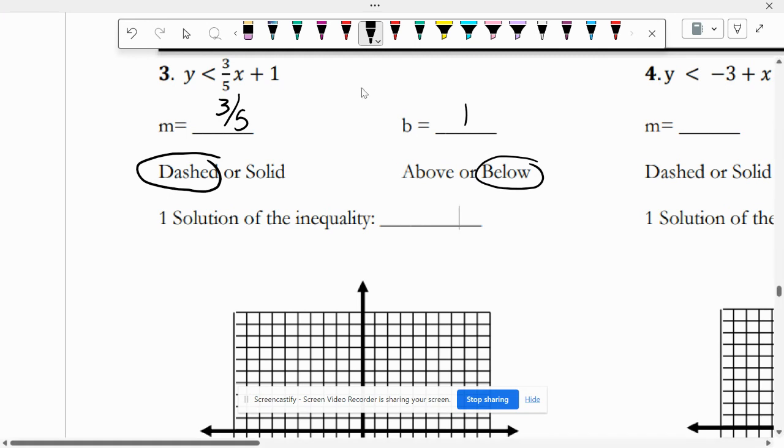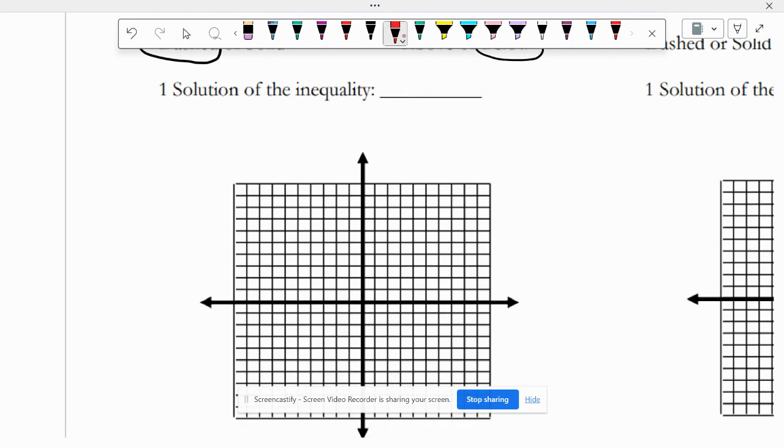So I'm going to begin at positive 1. And my slope was 3 over 5, right? Up 1, 2, 3 over 1, 2, 3, 4, 5. I could also go down 1, 2, 3 over 1, 2, 3, 4, 5. Dashed line, we said. And we're shading below. So here's my dashed line, and we're shading below.